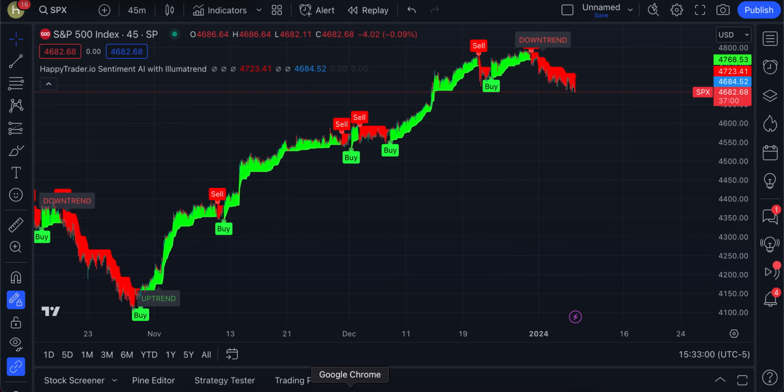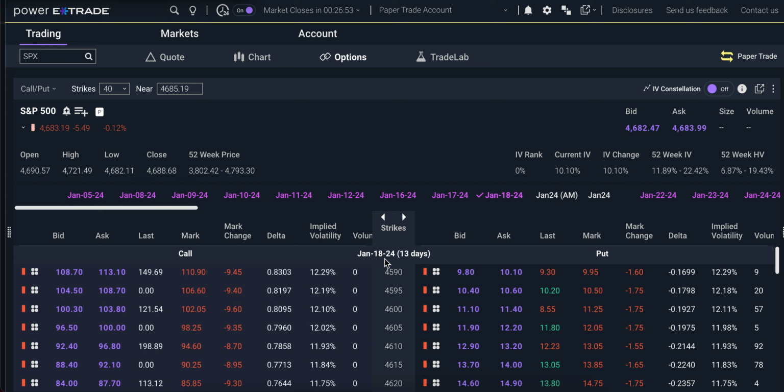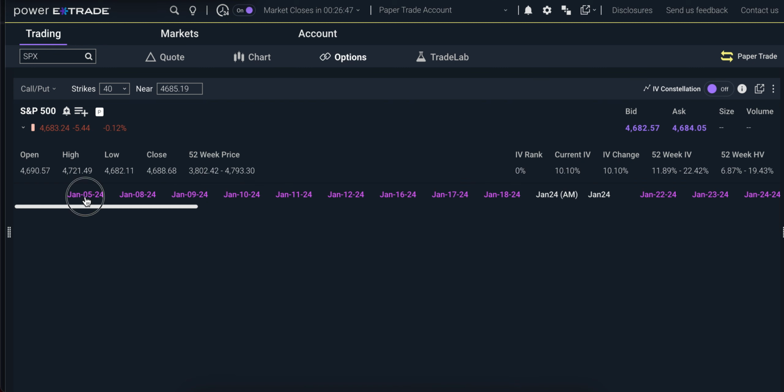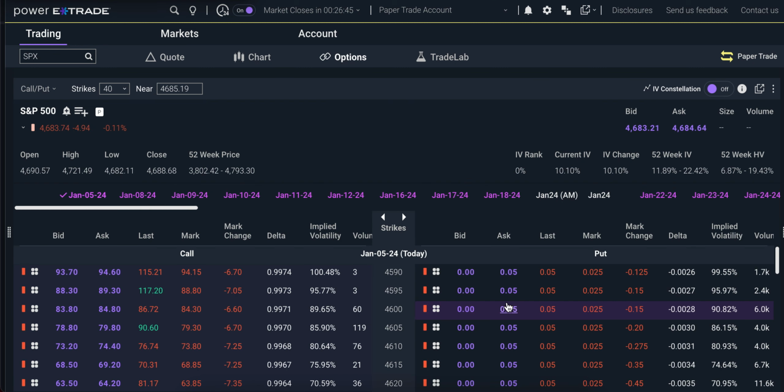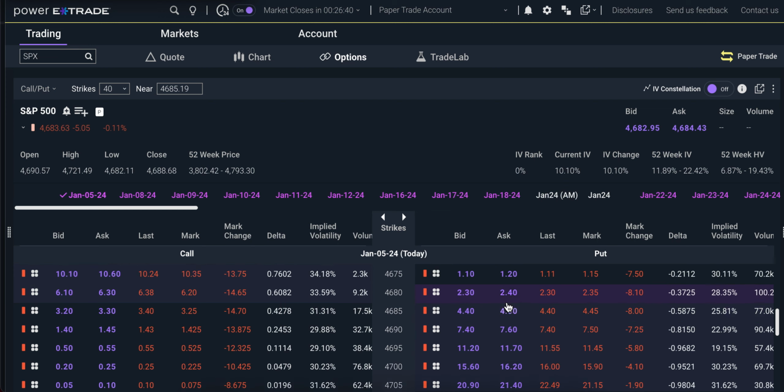So let's get into the strategy, which is the call vertical spread, and we're going to get into the Power E*TRADE options chain for this, and we're going to look at the SPX. So what can you do as far as this type of trade? Well, a couple cool things about this trade. The first thing is that you can pretty much put it on anytime.